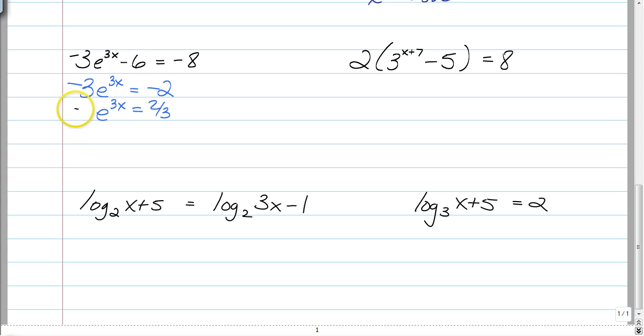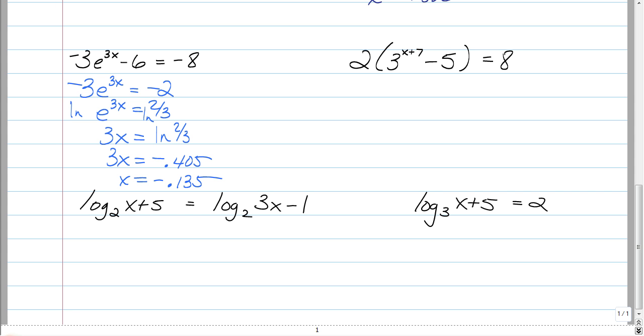To get rid of e, you need to ln both sides. So you're going to be left with 3x is equal to the natural log of 2/3. So type that in the calculator, and you're going to get 3x is equal to approximately negative 0.405, which means after you divide by 3, x is going to be approximately negative 0.135. All right, so some of these are going to have more steps involved.